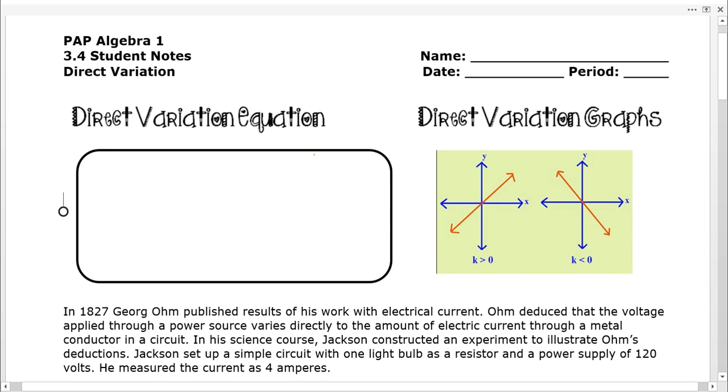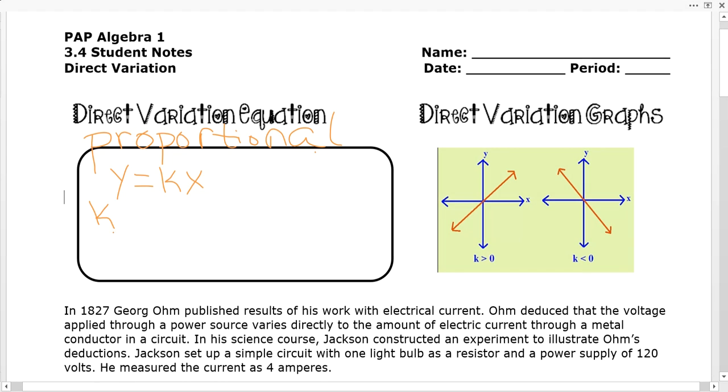Today we're going to talk about direct variation. Direct variation is going to look very familiar to you because direct variation is basically proportions or proportional equations. The equation looks like y equals kx. K is the constant. And if you're solving for k, it would be y over x, which should look like the slope to you, which is basically what it is.